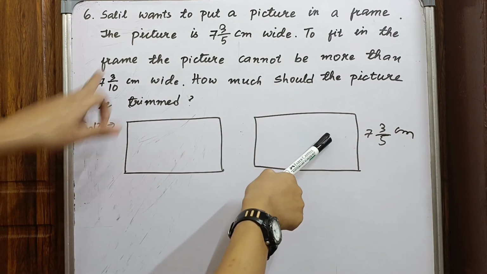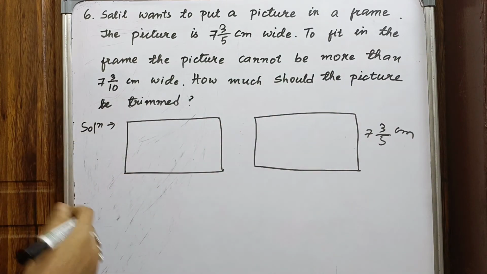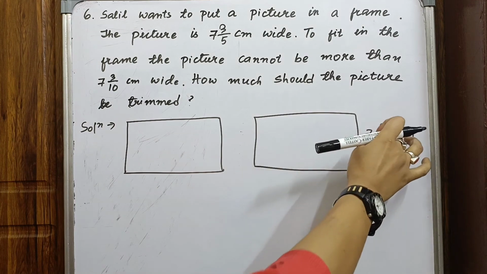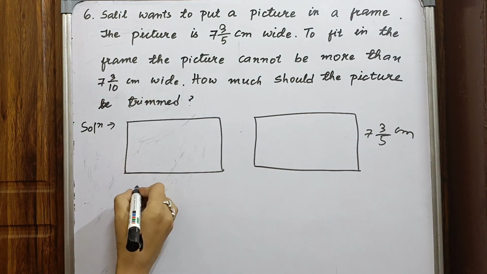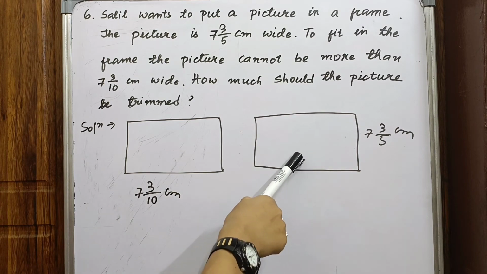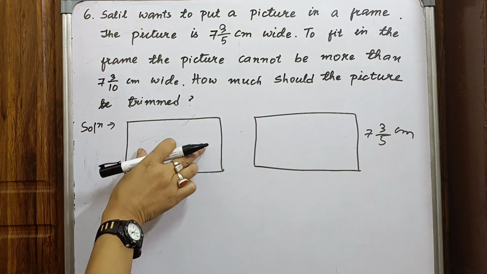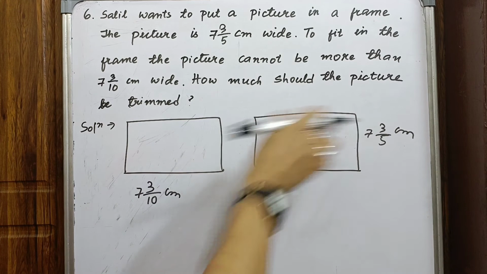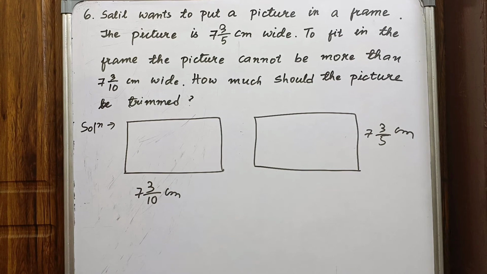To fit in the frame, the picture cannot be more than 7 by 10 centimeter wide, which means the picture is 7 by 5 centimeter wide and the size of the frame is 7 by 10 centimeter wide, which means the size of the picture is bigger than the frame and has to be trimmed. How much should the picture be trimmed? So we have to subtract this from this.